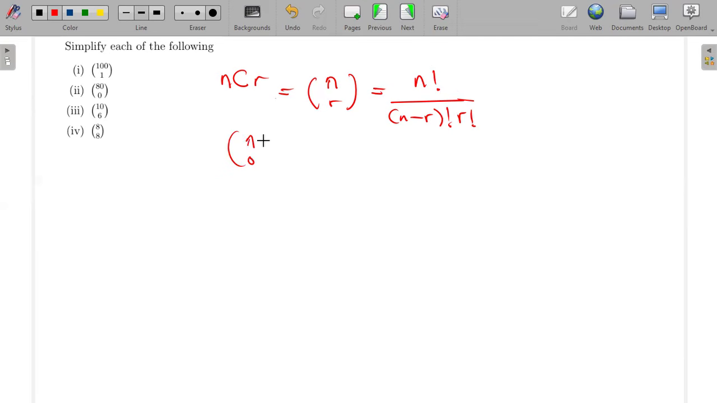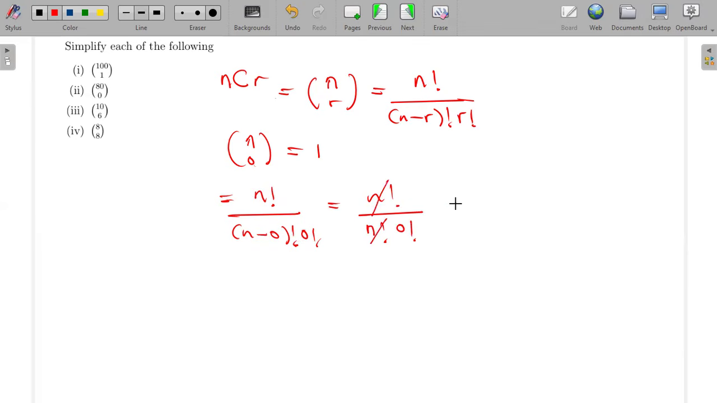Apart from that, we would also consider some special results, for example n choose 0. n choose 0 is just equal to 1, and by this formula you can show that. By the formula we've just introduced, that is n factorial divided by n minus 0 factorial, then 0 factorial. The n factorial and the n factorial cancel, and then you have 1 over 0 factorial, which is 1, so you have 1 over 1. Hence the result.